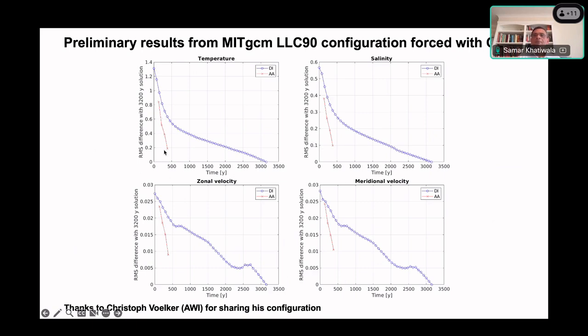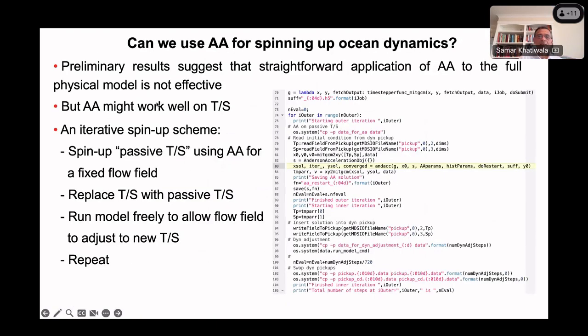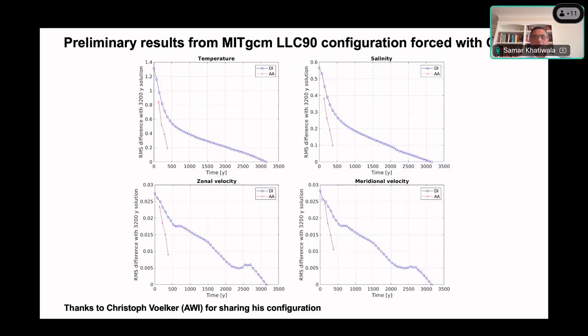Okay, so what I've done in this case is, if I go back to this, I'm essentially doing 50 iterations of this passive TNS spin up. Okay, and then I replace the real TS with that, and then I let the model run for another 50 years to dynamically adjust, and then I repeat that whole thing. Okay, so I've repeated about 3 or 4 times in this case. Okay, and this is what you find.